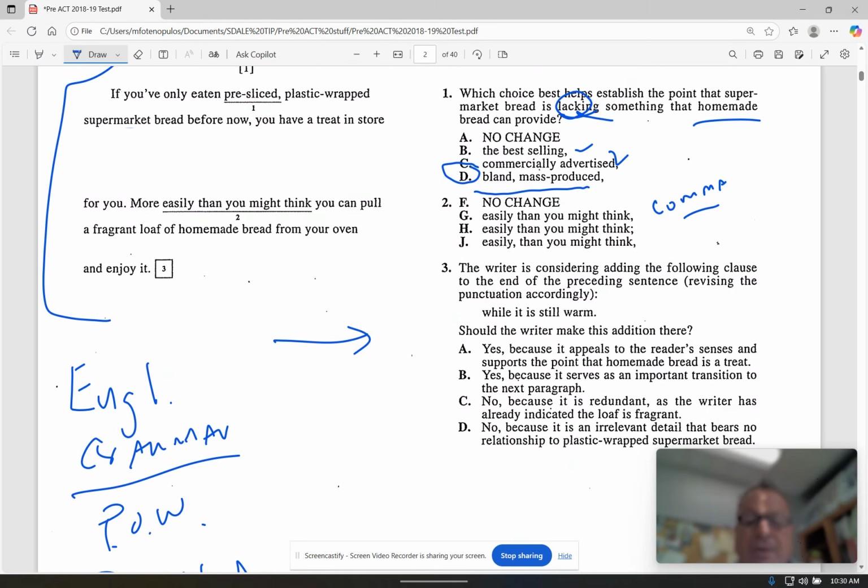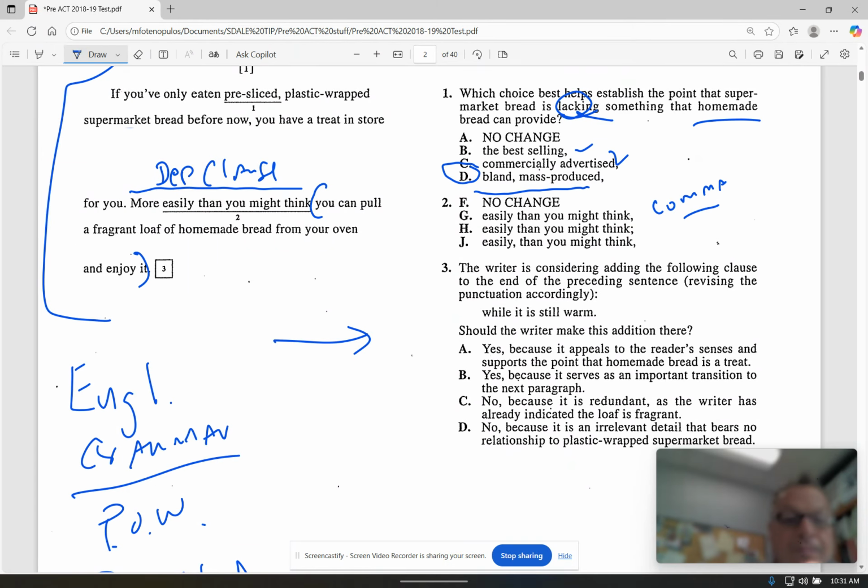And the biggest one that I see time and time again is that a dependent clause needs to have a comma between it and an independent clause. So more easily than you might think is the dependent clause. This is depending. It needs help. Otherwise, it's going to be a big, huge sentence fragment. You can pull, here's the sentence: you can pull a fragrant loaf of homemade bread from your oven and enjoy it. Okay, so there is the big sentence.